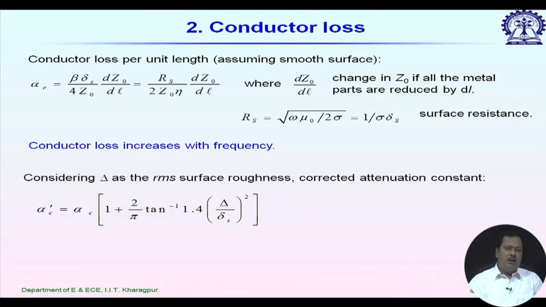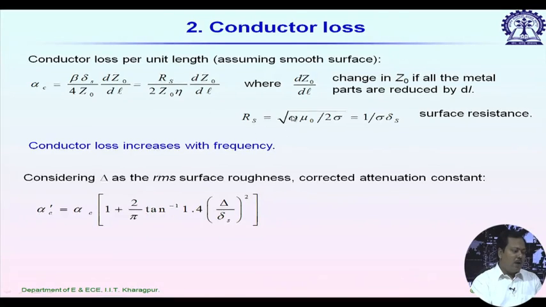Now, if we have a TEM line, that means a wave guiding structure that is supporting a transverse electromagnetic wave, in that case we can theoretically calculate the attenuation constant due to conductor loss, alpha c. So, alpha c in this case is equal to beta into delta s by 4 z naught into dz naught by dl. Z naught is the characteristic impedance of the transmission line. Delta s is the skin depth.